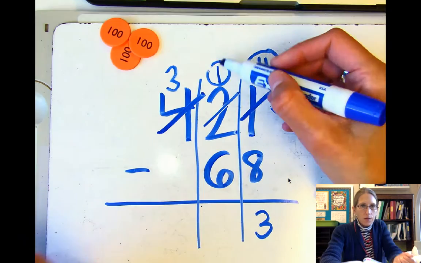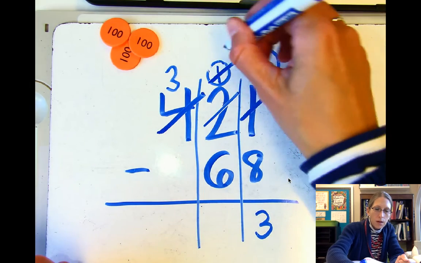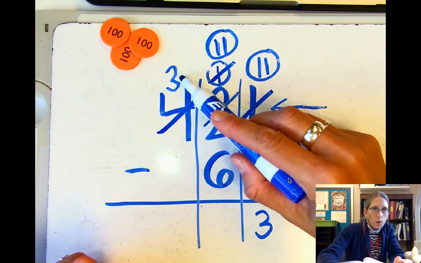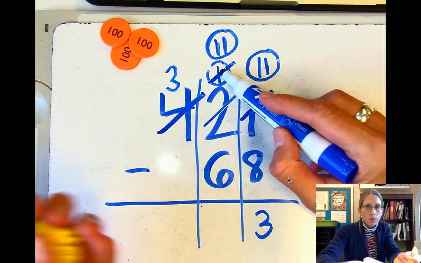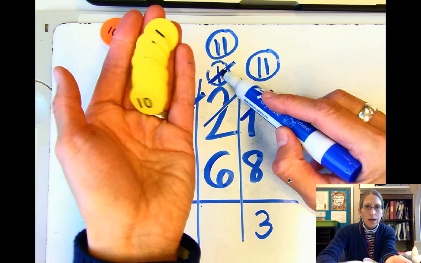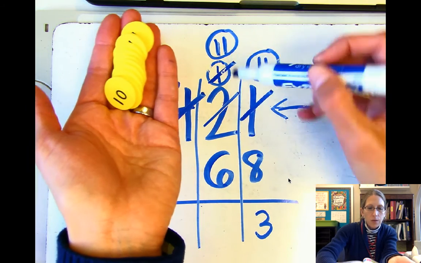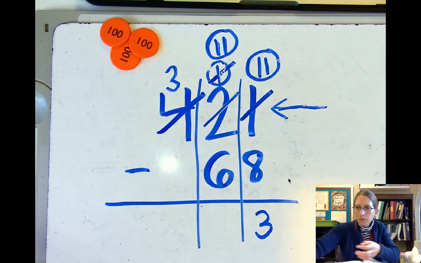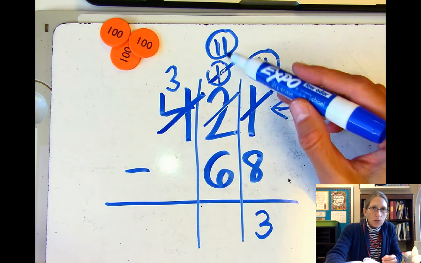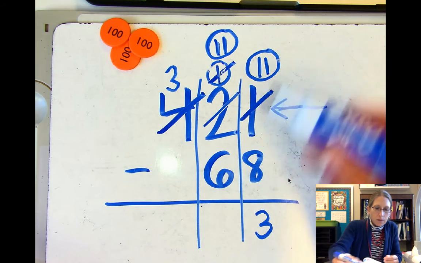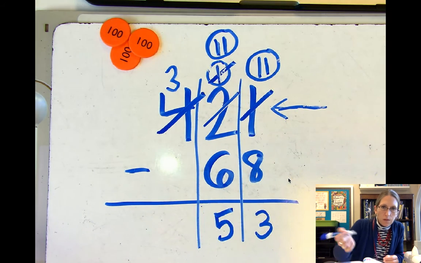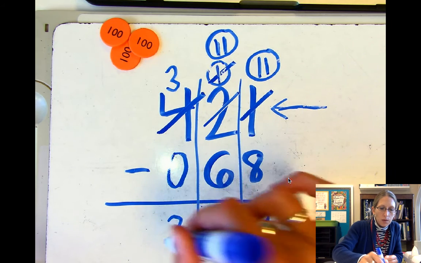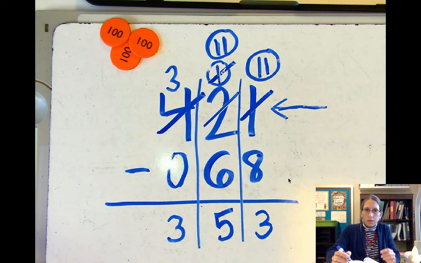And in this spot, I already had 1. It becomes 11 because we scooted 100 over here. And we know 100 is the same as 10 tens. So we have our 10 tens plus our 1 that was already here, and that makes 11. Now we can do 11 tens minus 6 tens, which would be 5 tens, and 3 hundreds minus nothing, which would be 3 hundreds. Okay.